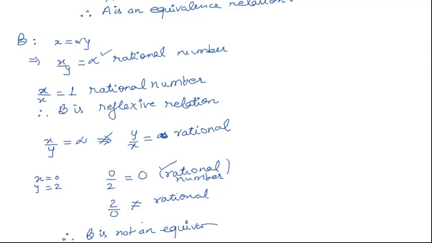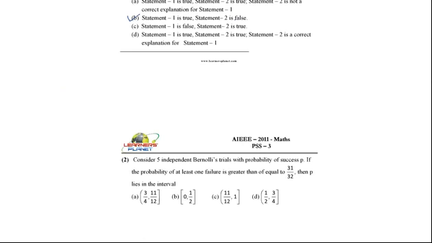So let us check which is the correct option in the given question. Statement 1 is true, definitely, and the second statement is false because B is not an equivalence relation.